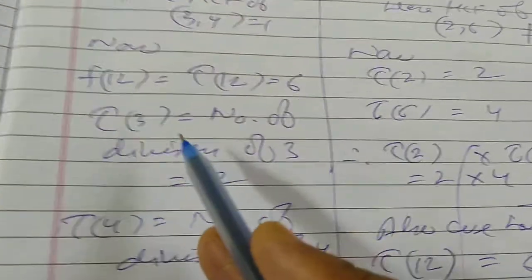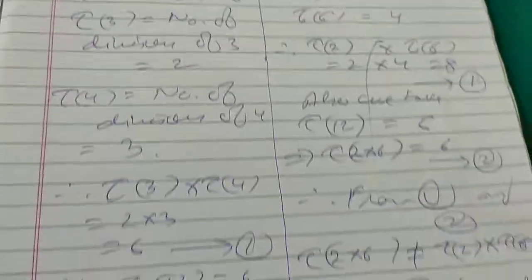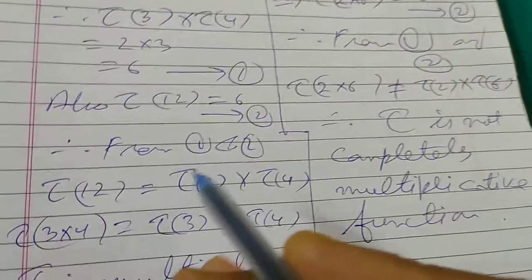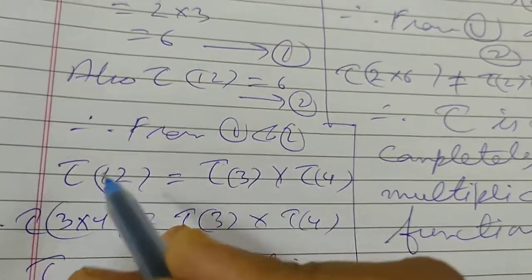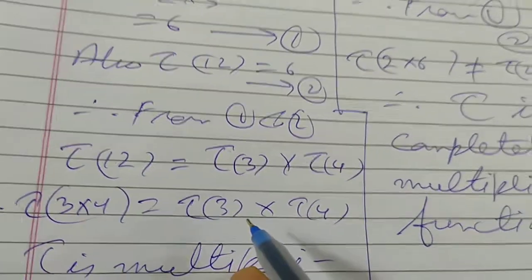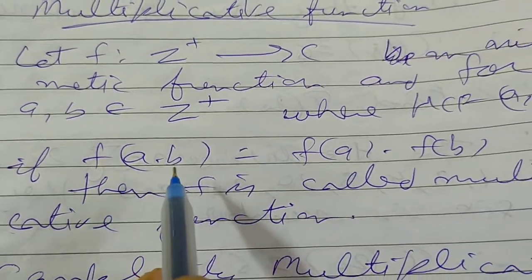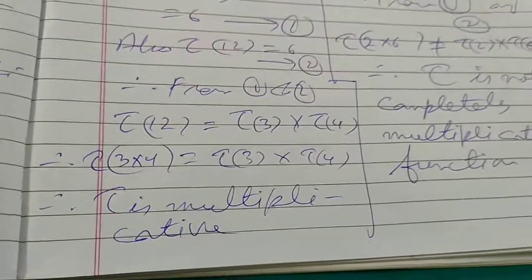Now let us multiply these two, tau of 3 and tau of 4. So that is 2 into 3, that is 6. And also tau of 12 is 6. So both are equal. So what we can say from 1 and 2 is that tau of 12 is the same as tau of 3 into tau of 4. But this 12 we can write as 3 into 4. So tau of 3 into 4 is equal to tau of 3 into tau of 4. So we have come to the same concept which we have applied here, as f of a into b is equal to f a into f b. So therefore we can say that tau is a multiplicative function.